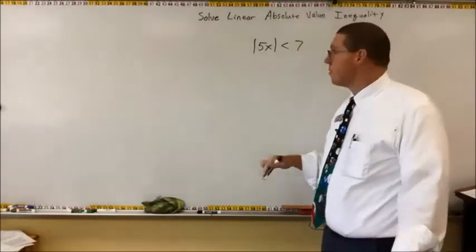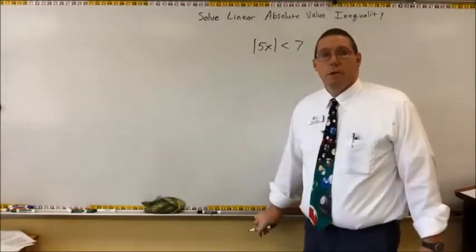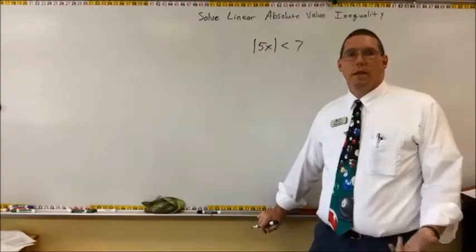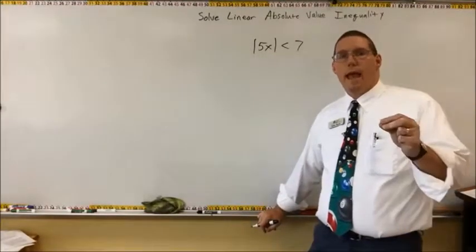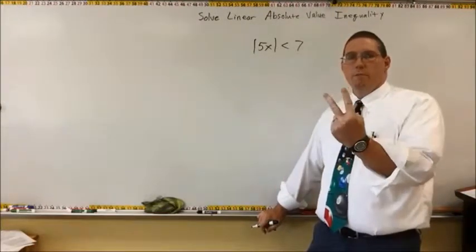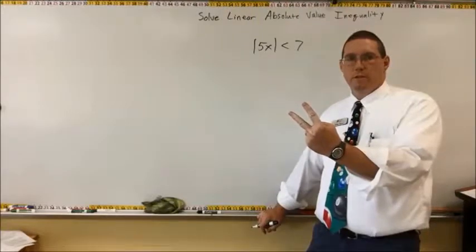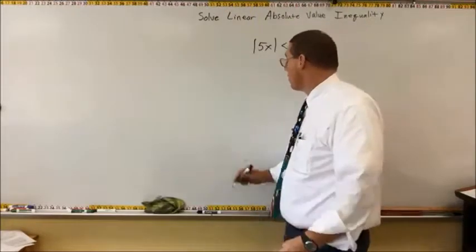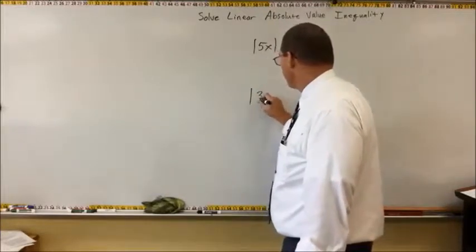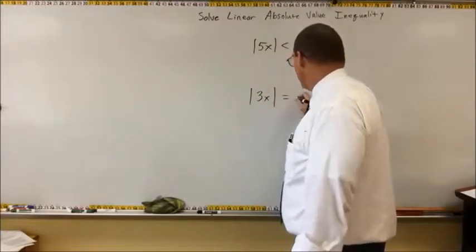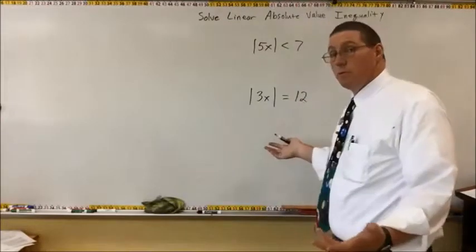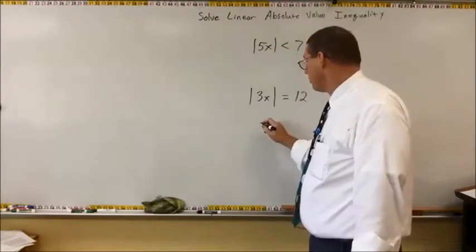The basic idea here is this. Absolute value equations and inequalities can basically be rewritten as not absolute value if you make them into two separate equations. So if you know how to solve an absolute value equation, for example, if you had the absolute value of 3x is equal to 12, okay? I don't know if you remember this.